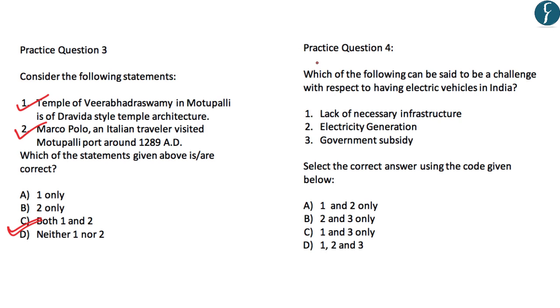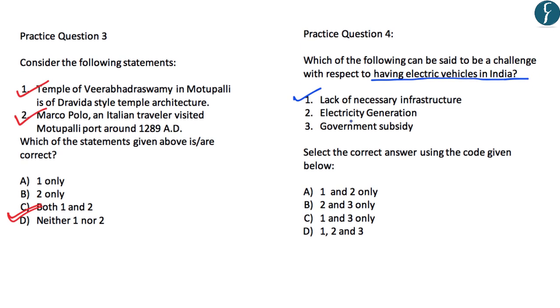Moving to practice question number 4, it says, which of the following can be said to be a challenge with respect to having electric vehicles in India? First, lack of necessary infrastructure. Yes. Electricity generation. Yes. Government subsidy. No. Government subsidy will rather help in establishing electric vehicles in India and hence it is not a challenge with respect to having electric vehicles in India. So in this, the first and second statements are correct. So here A is the correct answer.